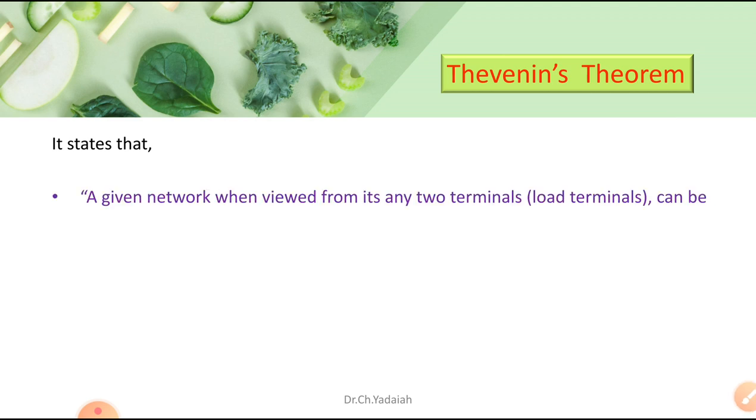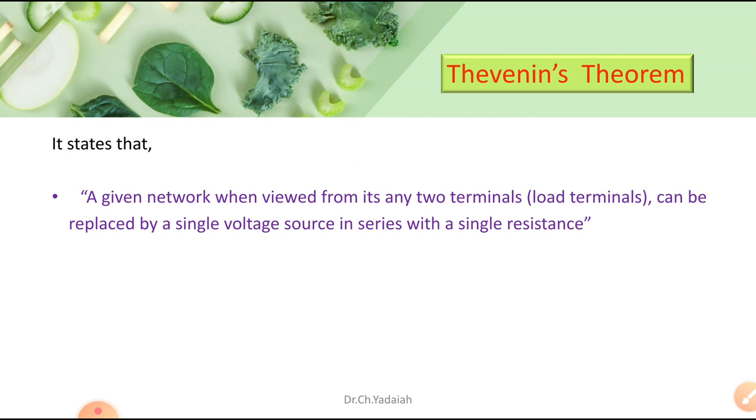A given network, when viewed from any two terminals where we are going to connect the load terminals, may be entered in front of our doors, back side of the doors, left side of the doors and right side of the doors. Our house may consist of four doors. It may come through any door. From that door we are going to conclude an equivalent voltage source and resistance element.